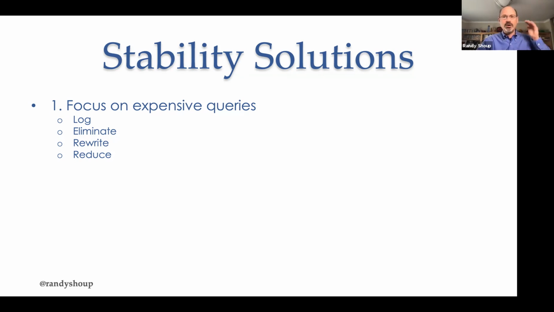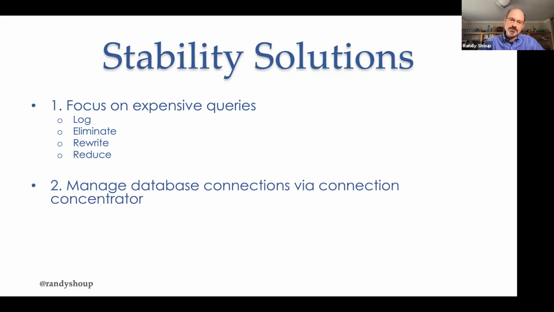And we'd log what the most expensive ones were, we'd try to eliminate them or rewrite them or reduce their usage. We also managed Postgres database connections through a connection concentrator. So most databases, you don't have to do this, but there's a standard strategy with Postgres where you put a connection concentrator in front. So we did do that.